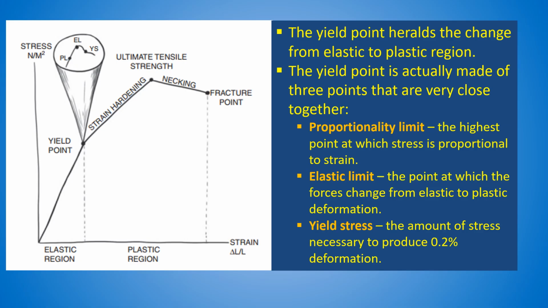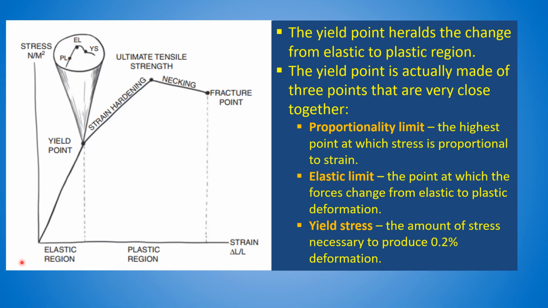The examiner might ask you about the yield point, which is the transition between the elastic and the plastic region. The yield point is actually made of 3 points: the proportionality limit, the PL, the elastic limit, and the yield stress.